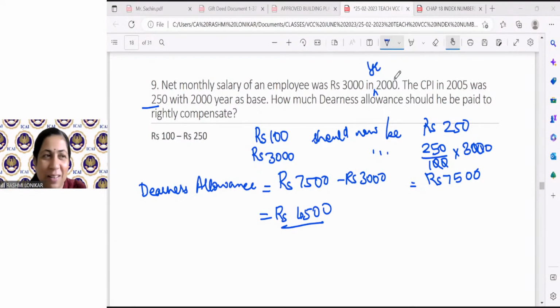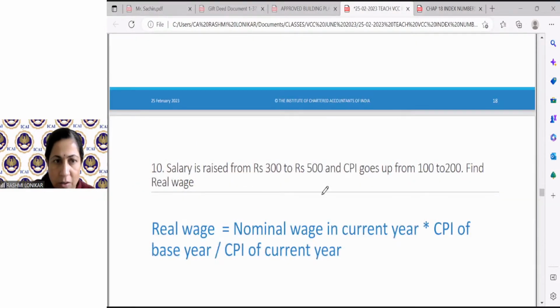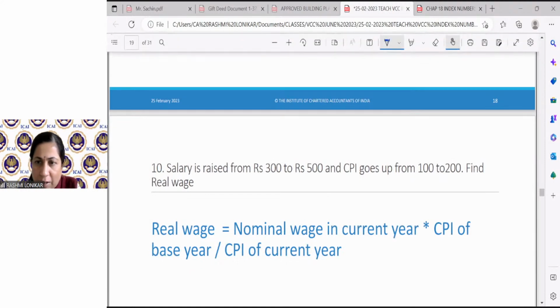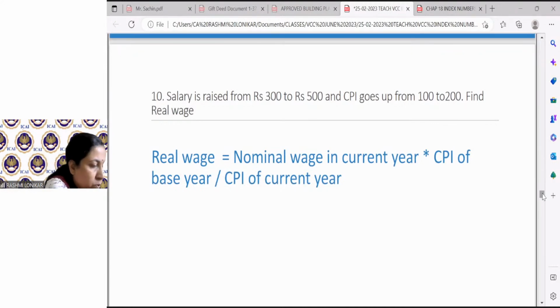Welcome back. Okay. So this was the sum we did. Now let us see the next sum. Now salary is raised from 300 to 500, and the consumer price index goes from 100 to 200. Okay, find the real wage.